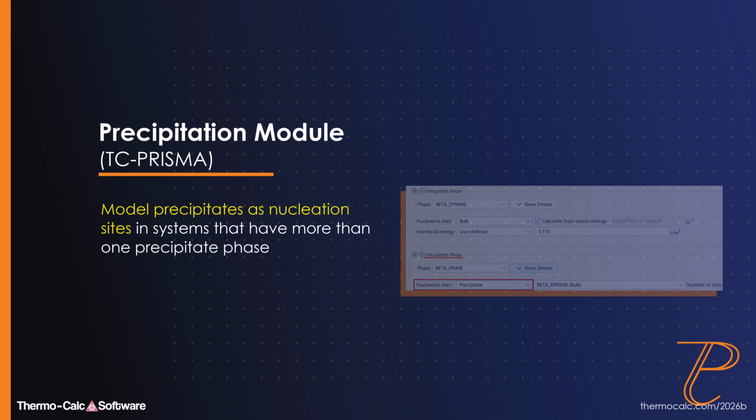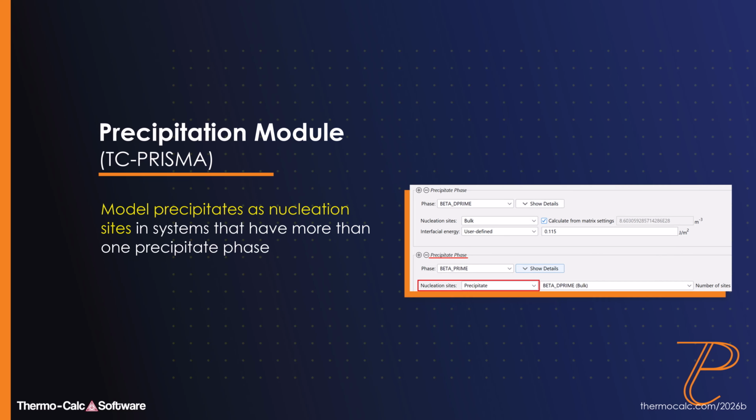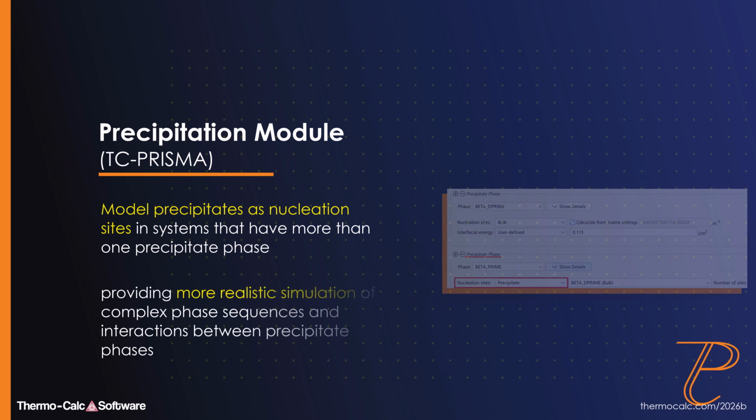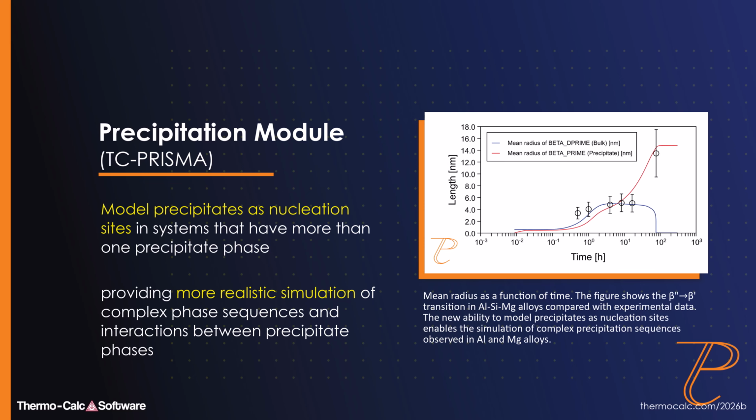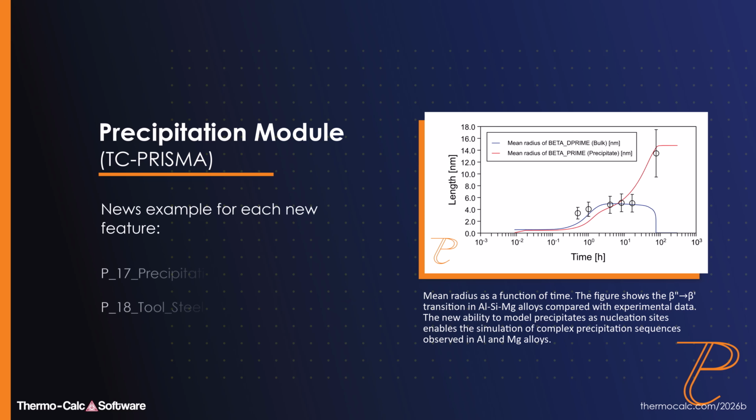Additionally, the module now allows users to model precipitates as nucleation sites in systems that have more than one precipitate phase, providing a more realistic simulation of complex phase sequences and interactions between precipitate phases. New examples are available for each of the new features in the Precipitation module.